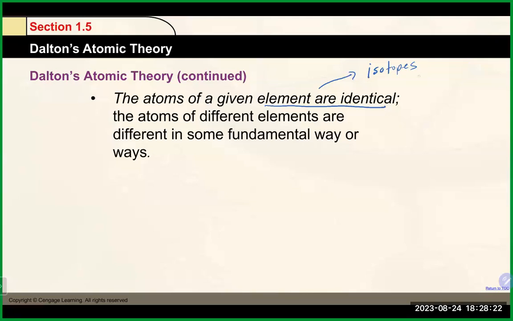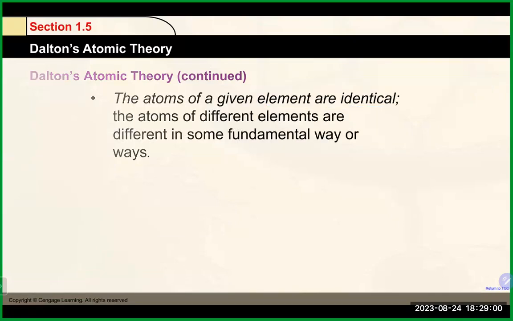And isotopes are the same element, but they have different masses. So obviously that would mean that they are not identical to each other, right? Those atoms, if they have different masses. So the existence of isotopes does disprove that part of it. But the other part is okay. An iron atom is different than, say, a carbon atom or a copper atom. But we do have different atoms of the same element, which are isotopes.